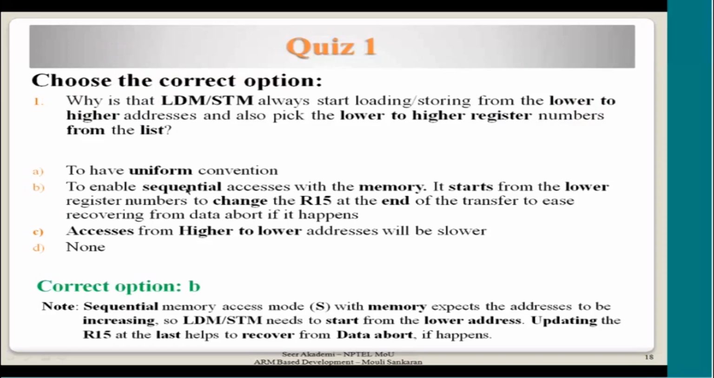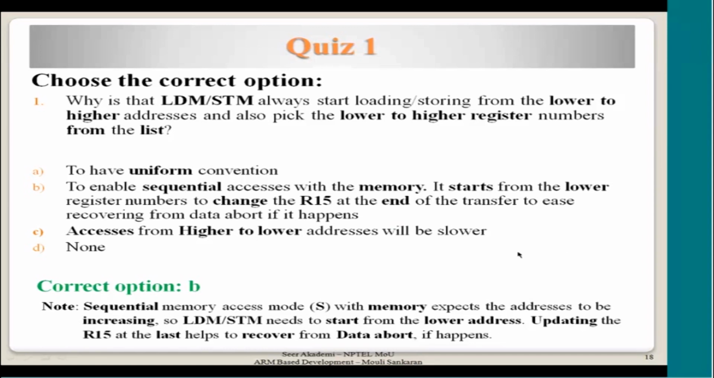So to enable sequential accesses with memory, it starts from the lower register numbers. That is the first reason why it always starts from the lower address, and then from the lower register numbers, because they want to change the R2 pin at the end, so that aborts can be recovered from. Sequential memory accesses with memory expect the address to be increasing. So LDM/STM needs to start from the lower address.